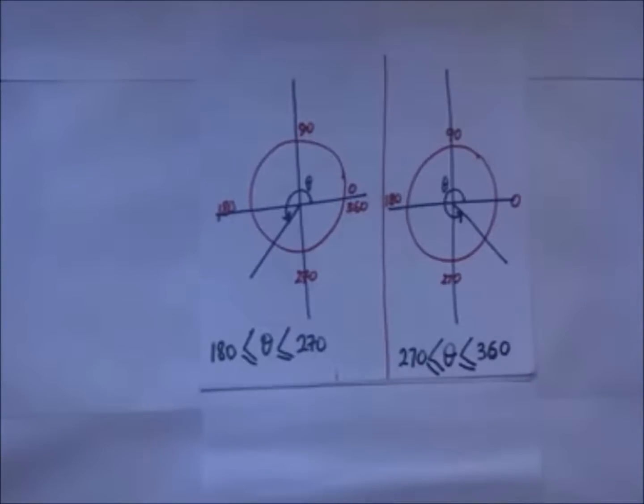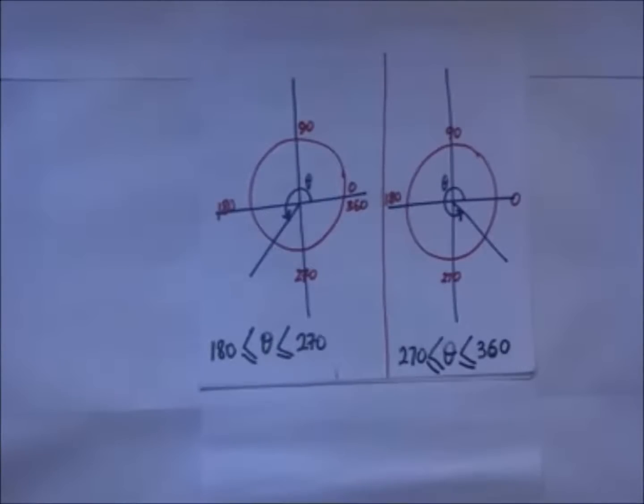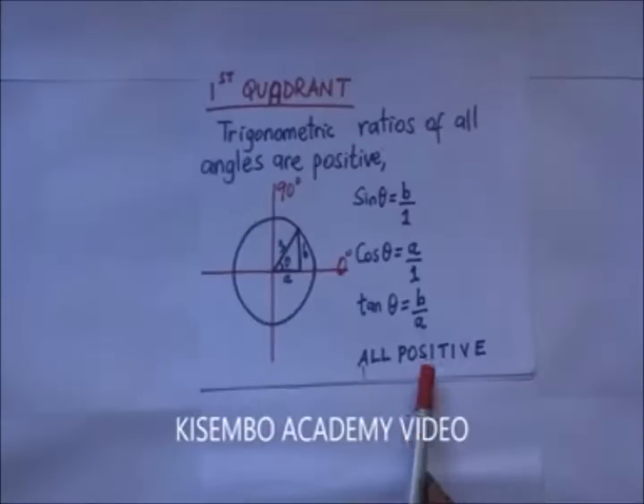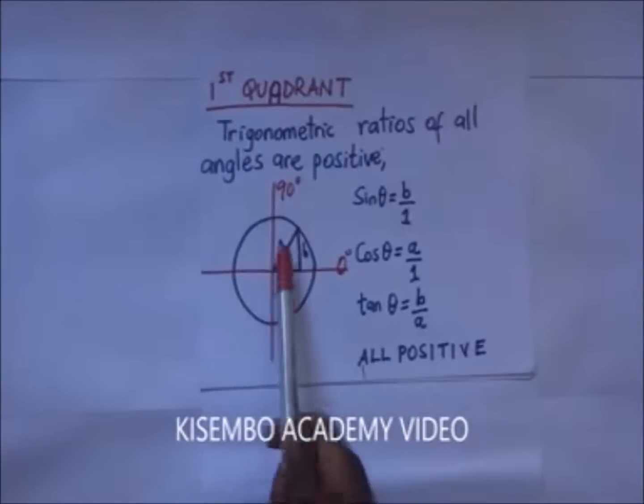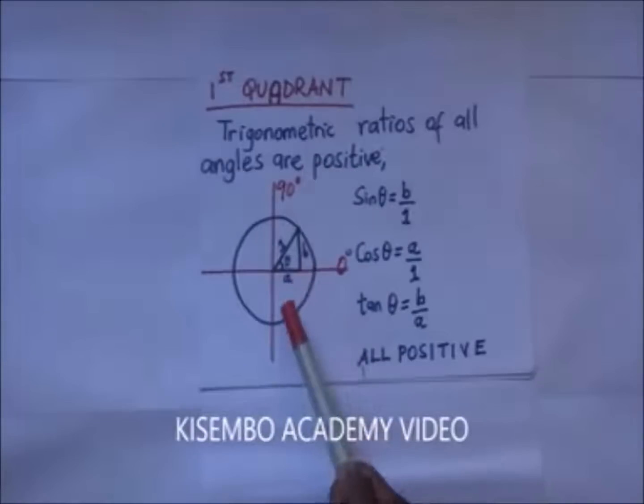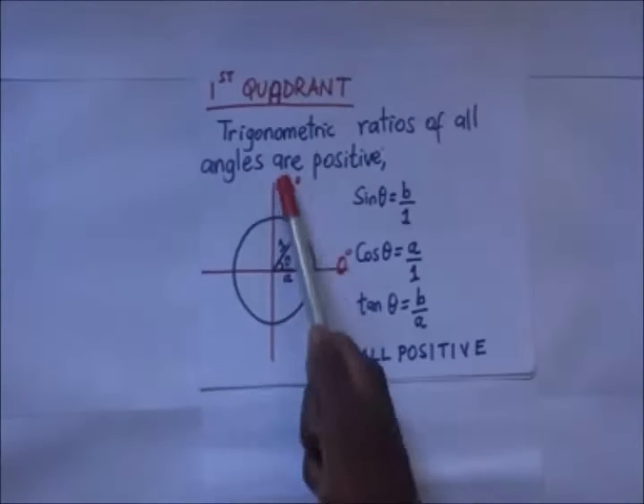We said, first of all, that all the trigonometrical ratios of the angles in the first quadrant are positive. It means sine of any angle between 0 to 90, cos of any angle between 0 to 90, and tan of any angle between 0 and 90 is positive in the first quadrant. But what about in the other quadrants? Like I said, trigonometrical ratios in the angles in the first quadrant are all positive from 0 to 90.